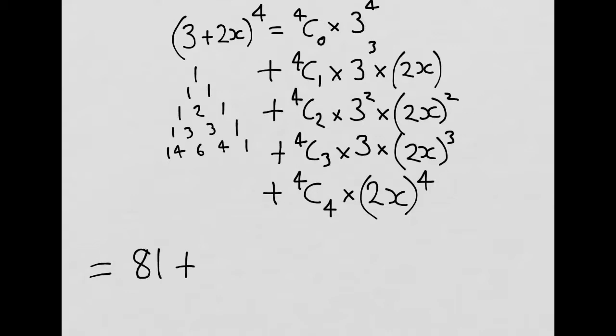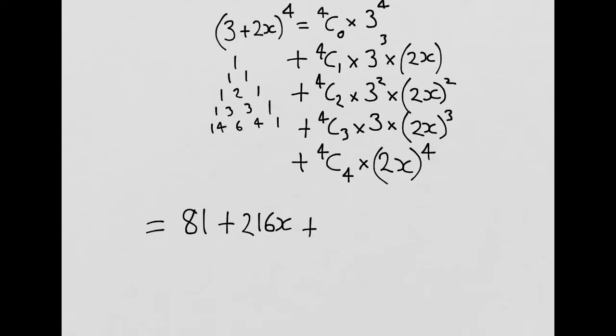Next term we're going to get 4 choose 1, which gives us a 4, multiplied by 3 cubed, multiplied by 2x, so you should get 216x there. It's normally the third term where if it's going to go wrong, it does go wrong, and that's because we now have to treat these brackets properly.